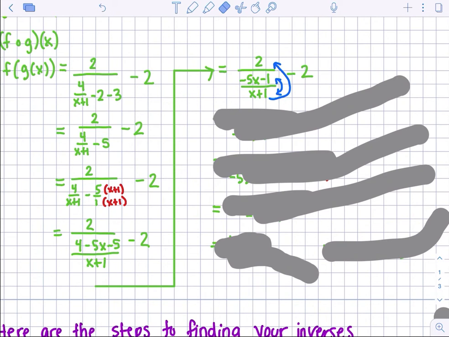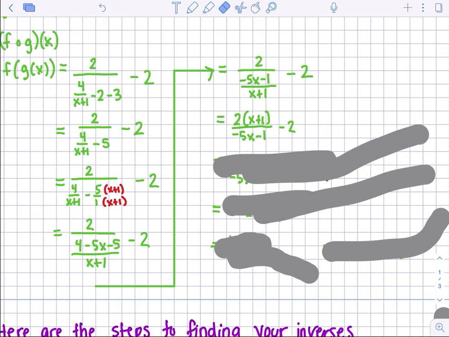Or better yet, you guys can do this as well. If it's a fraction over this fraction, all you have to do then is just multiply this bottom one to the top, because once you guys divide it, and then change it to a reciprocal, the x plus 1 is just going to multiply to the 2. So essentially what you guys have is 2 times x plus 1 all over negative 5x minus 1 all minus 2.